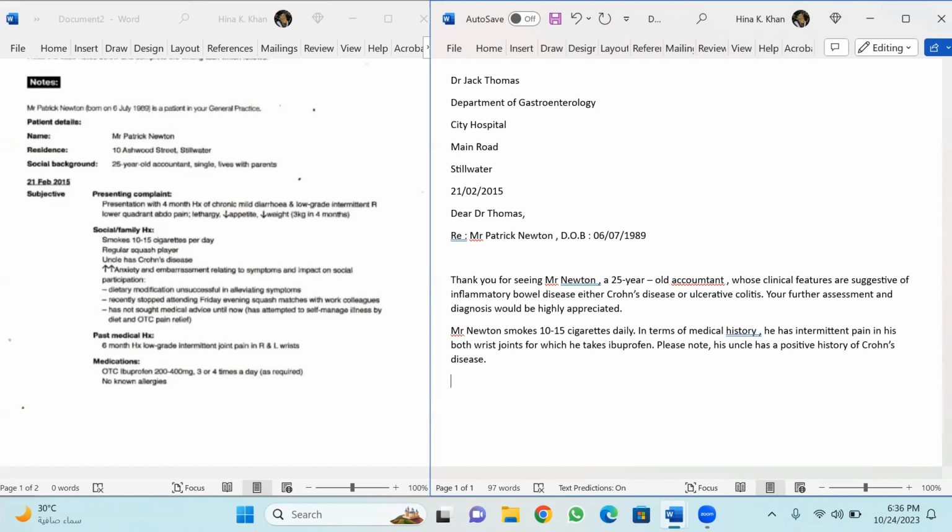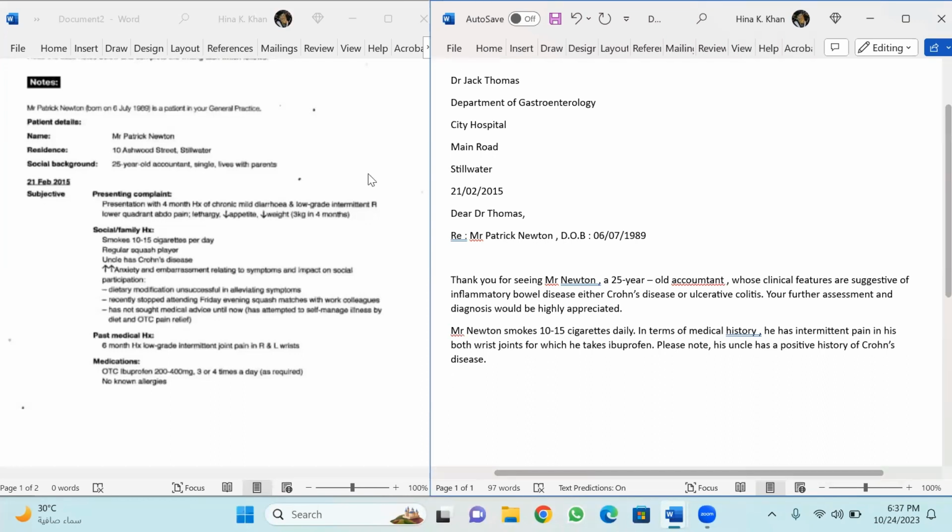Like what I often see in the group: regarding his, he has a positive history of Crohn disease in relation to his uncle, they write it in this way. Or he has a positive history, or he has pain in both his wrist joints. You can also mention wrist joint. He has intermittent pain in both his wrist joints, for 6 months. You can mention the duration also if you want. Wrist joint 6 months previously.